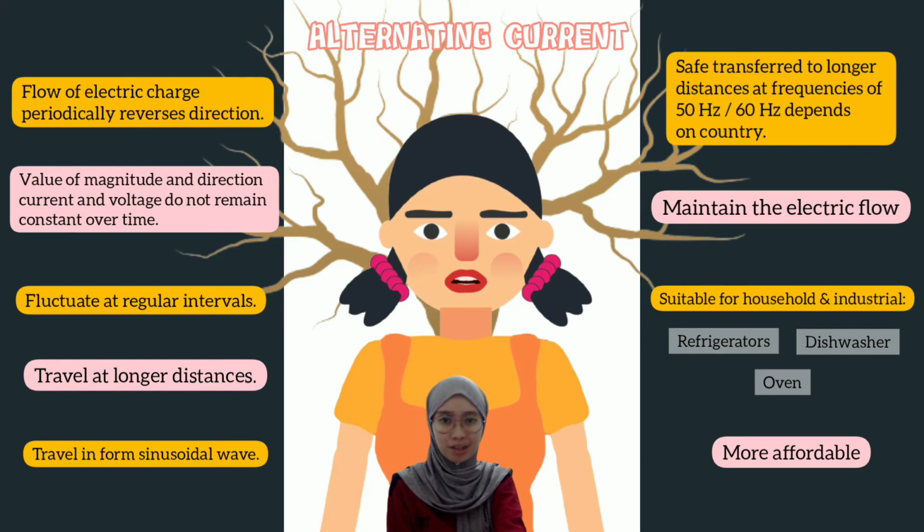AC circuits travel in the form of a sinusoidal wave that completes one cycle as half positive and half negative. AC circuits are safer and transport over longer distance at frequency of 50 Hz or 60 Hz depending on the country. AC circuits are also more affordable, and this becomes the larger reason why AC circuits are more suitable for household and industrial settings.